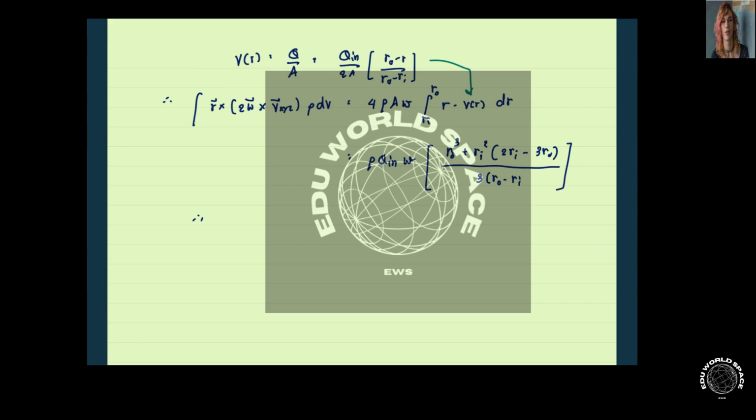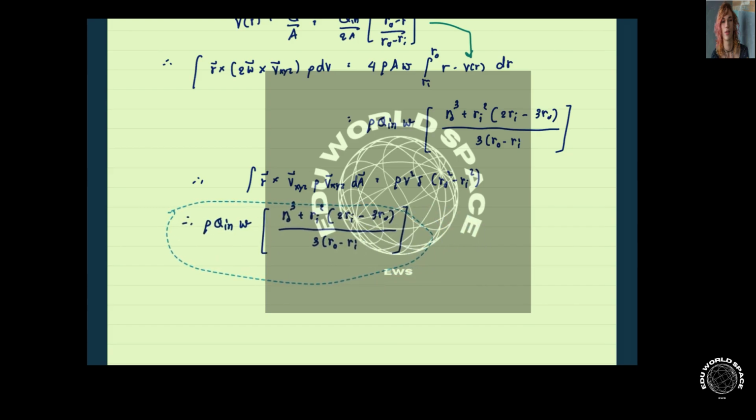So finally, go back to the integral of R cross Vxyz rho Vxyz dA, which is rho V square del times R0 square minus Ri square. And then you have that this term is equal to this term.